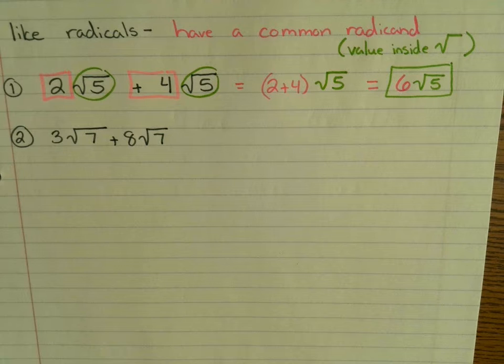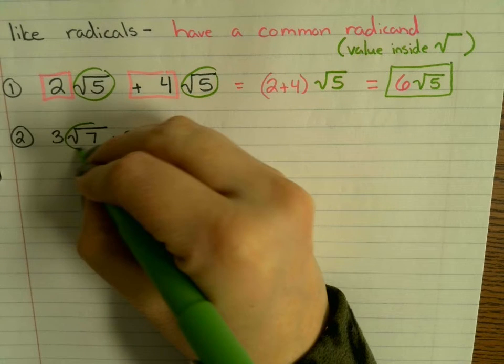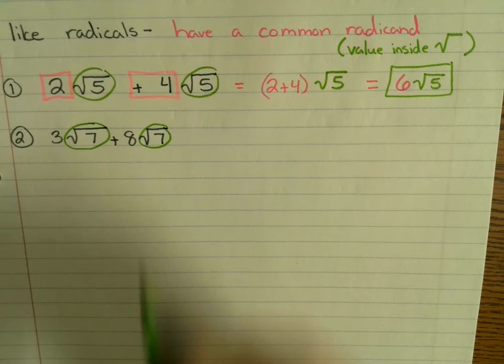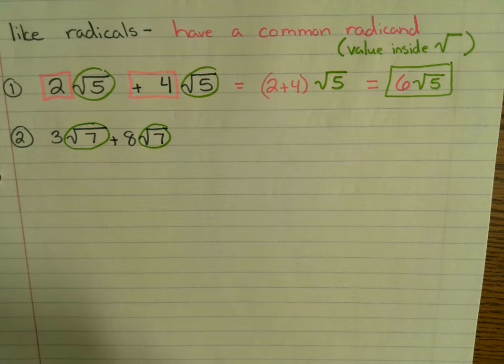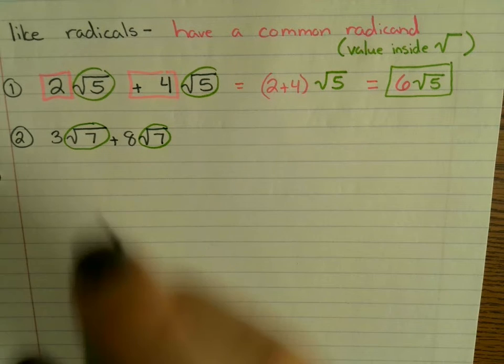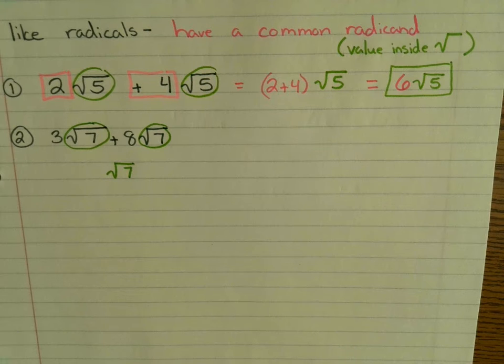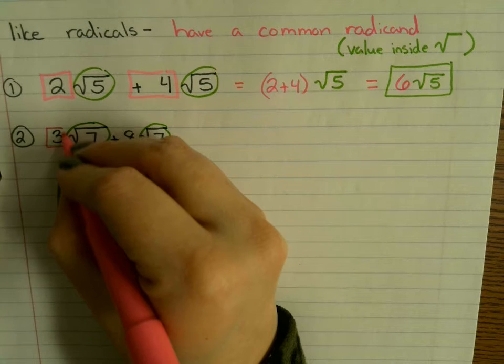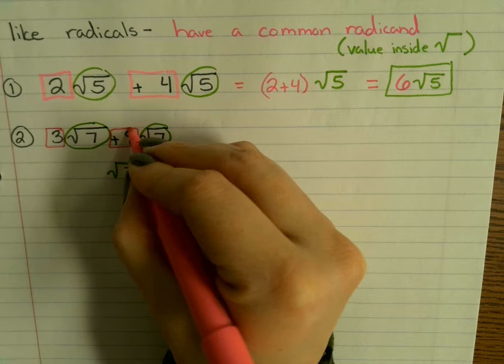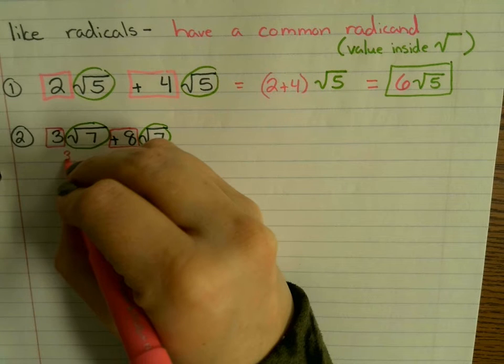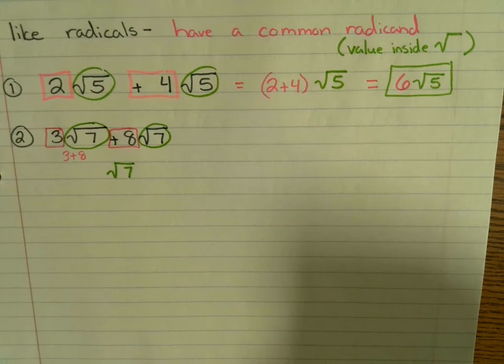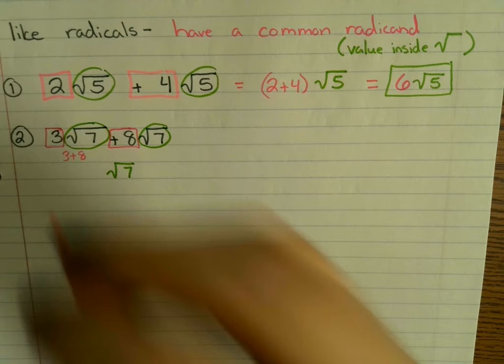Good. They have an identical radical. They have an identical value inside of the root. So I know that that square root of 7 is going to come down just like an x would have come down. The only thing that I'm going to focus on is doing 3 plus 8. What's 3 plus 8, guys? 11. So we're going to get 11 square root of 7.